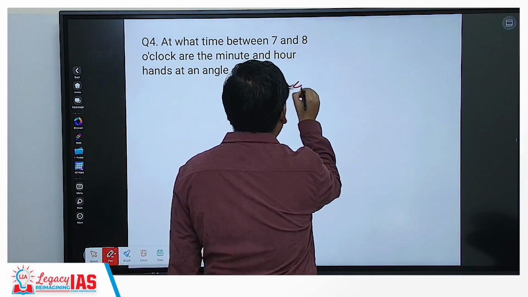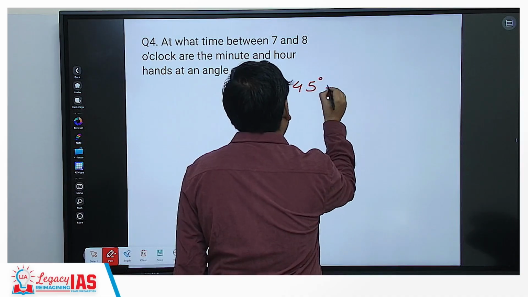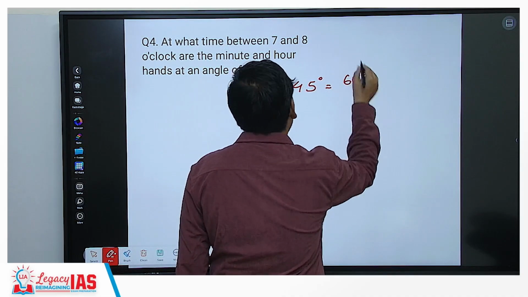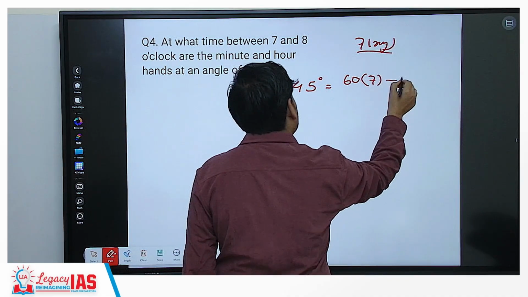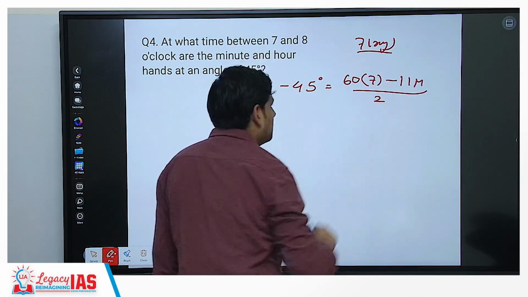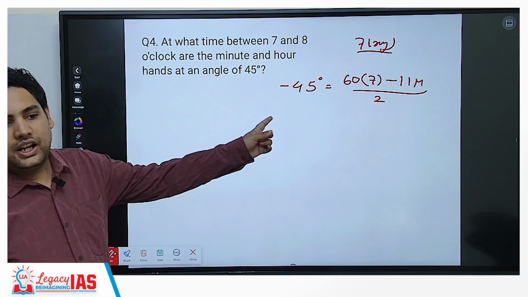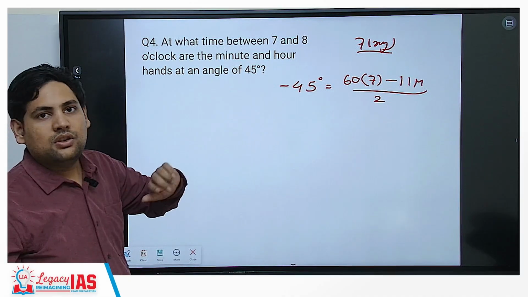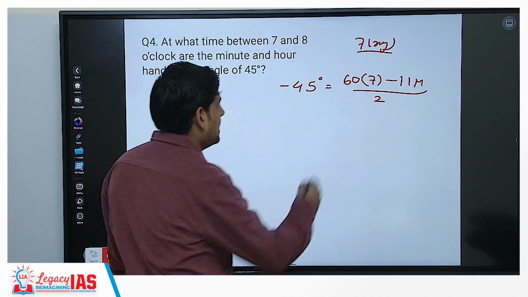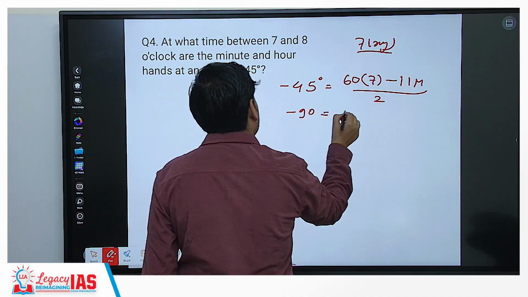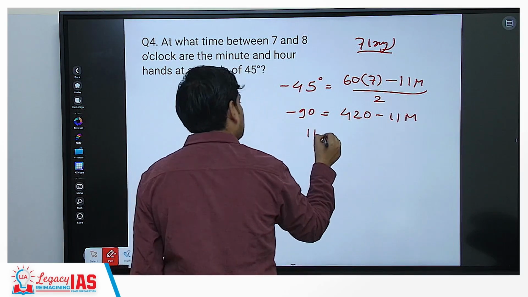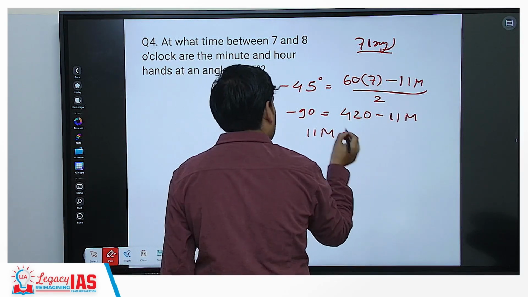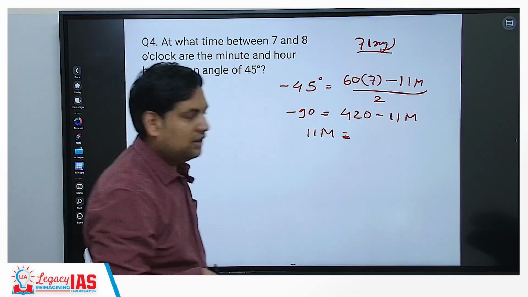So this angle becomes minus 45 degrees, which is equal to 60h minus 11m by 2. H will be the same because the timing is the same. So minus 45 degrees is another thing that you must note down. Then this becomes minus 90 is equal to 6 sevens are 420 minus 11m. So 11m is equal to 420 plus 90, which will be what?